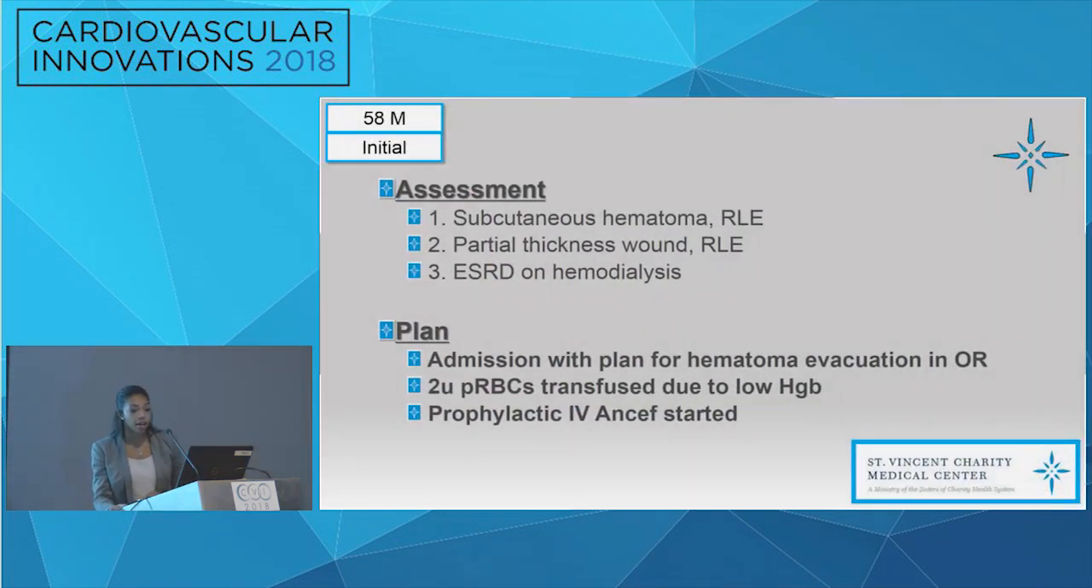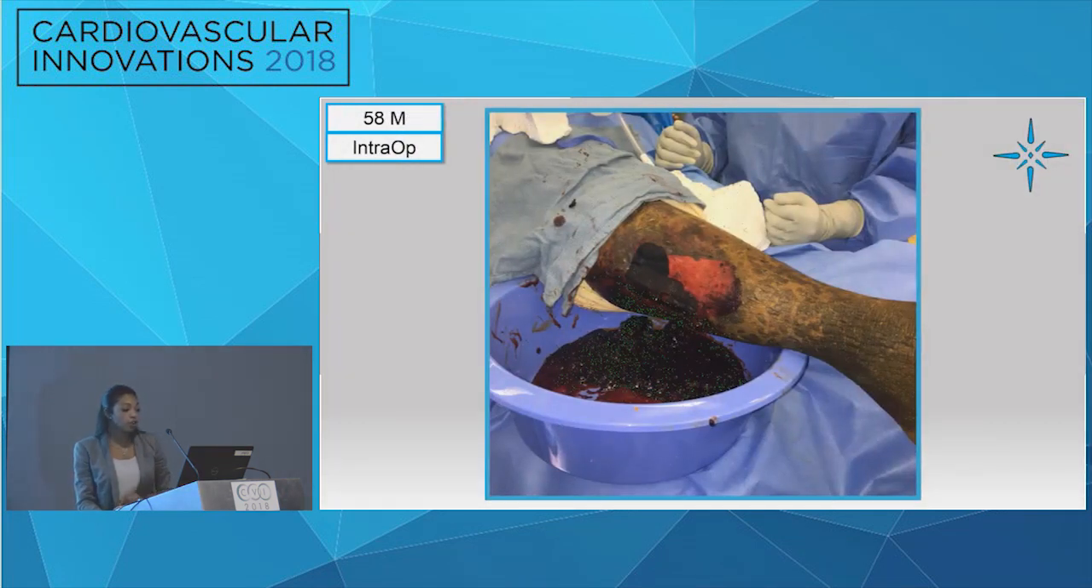Our assessment at that time, based on our imaging and clinical examination, was subcutaneous hematoma. He also had that partial thickness wound, and he's end-stage renal on hemodialysis. We planned to admit the patient and take him fairly emergently to the operating room for hematoma evacuation. We also transfused 2 units of blood at that time, and we started prophylactic IV Ancef just to prevent any infection from developing. So these are some intraoperative photos.